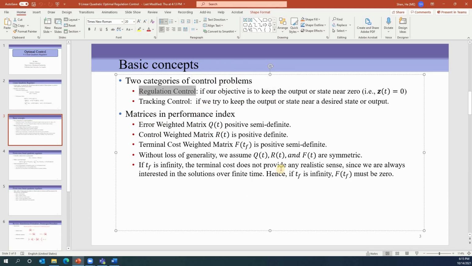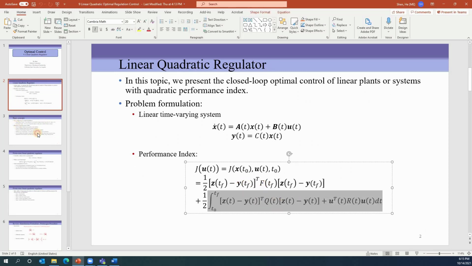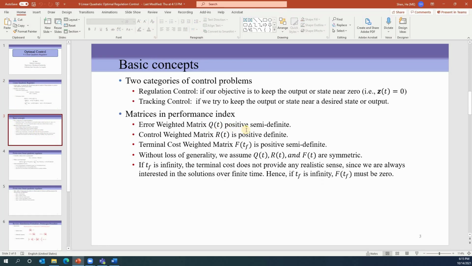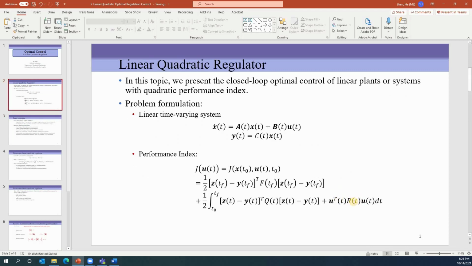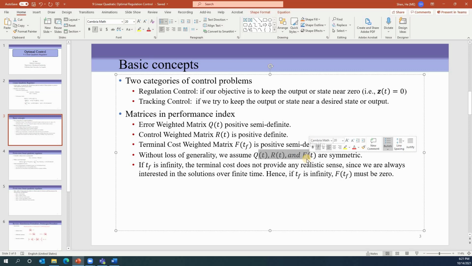Let's look at these matrices that we used to define the performance index. We have the Q matrix, called the error weighted matrix. This is related to the states, and this matrix is positive semi-definite. The control weighted matrix R is related to the control, used inside here. This matrix is a positive definite matrix. And the terminal cost weighted matrix F is also positive semi-definite. We assume these three matrices are symmetric.